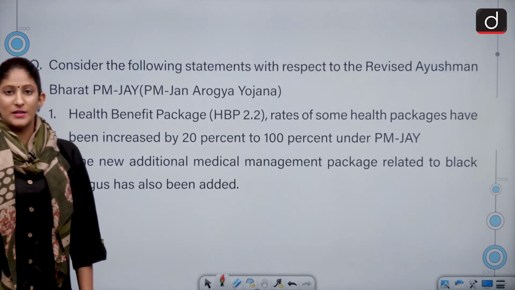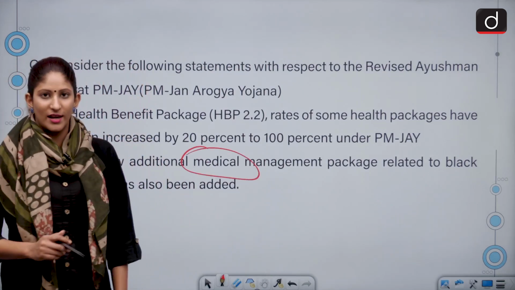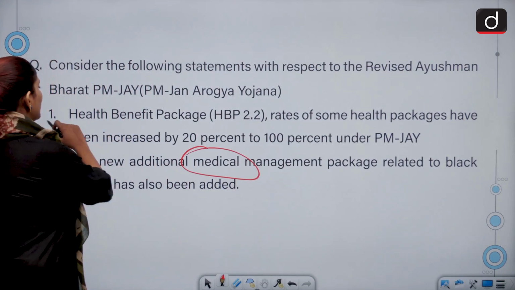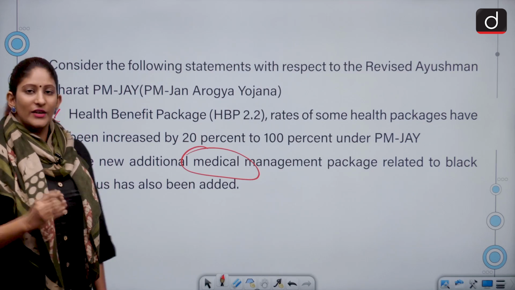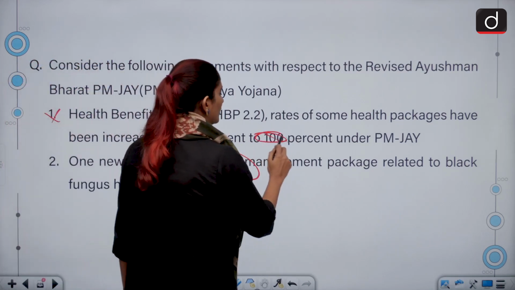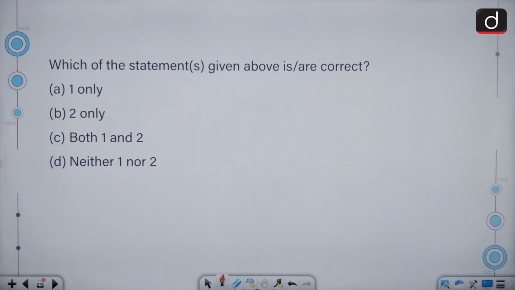Yes, the second statement is definitely correct. A new additional medical management package has been added, which is relevant to black fungus. But the first statement is incorrect because the rates of certain packages have been increased by 20% to 400% and not 100%. Okay, so the correct answer to this question should be option B, 2 only.